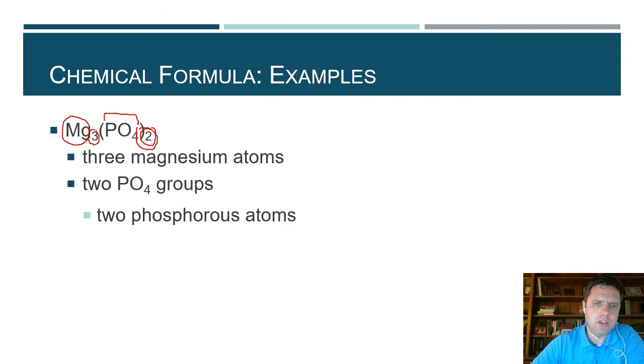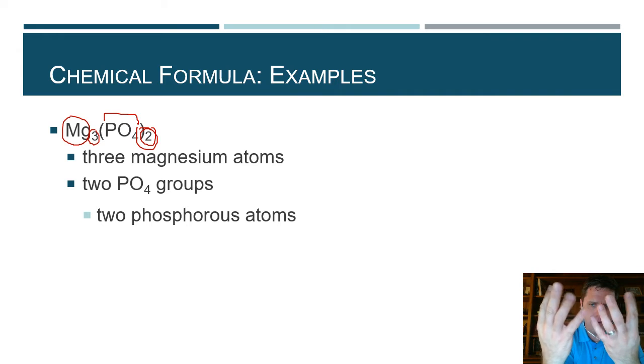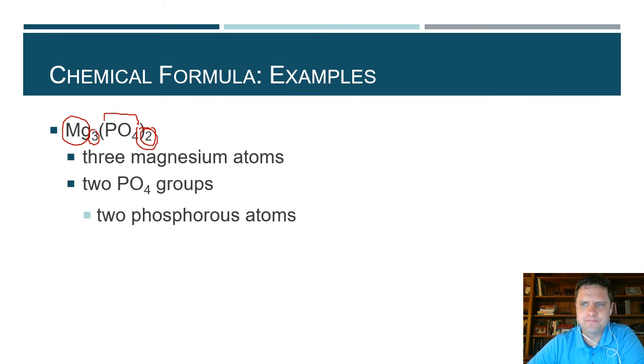And for oxygen, if it's O4 in each group and we have 2 groups, we have 1 group plus a second group. So 4 plus 4 is 8. Yeah, so 2 times 4 is 8. So 8 oxygen atoms.